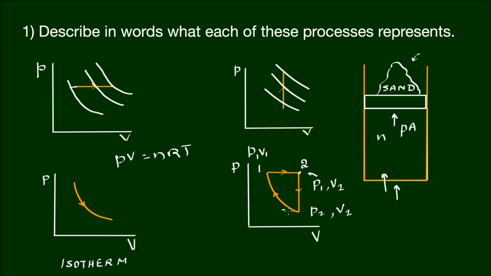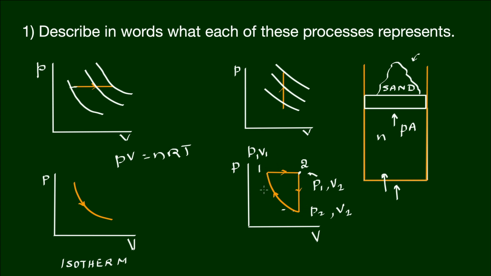And from P2, V2, we bring it back to P1, V1 along an isothermal compression. Since the temperature is constant, P2 V2 is equal to P1 V1. In fact, every point along an isotherm represents a constant temperature point. So at every point along an isotherm, the product PV is the same. So when I go from P2 V2 to P1 V1 along an isothermal process, P2 V2 is equal to P1 V1. Now I've come back to the starting state.